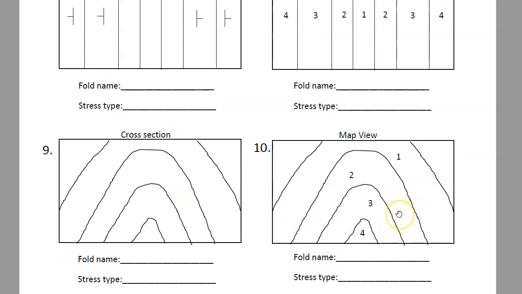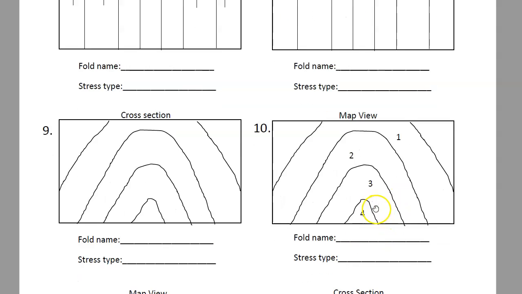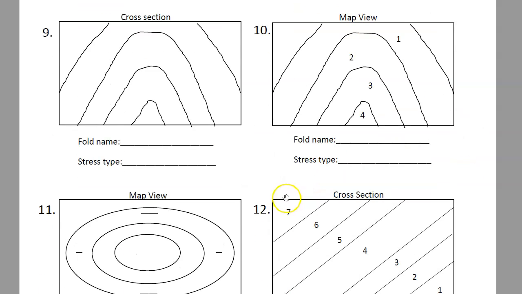This one's a little tricky, but because it's a map view, and in the middle of the fold is the youngest rocks, because 1 is the oldest, so 4 is the youngest. Just like this one, except that it's not parallel, it's a tilted fold. But this would suggest that this is either a syncline or some type of basin because it has young in the center. Still argue that it's compressional stresses causing this.